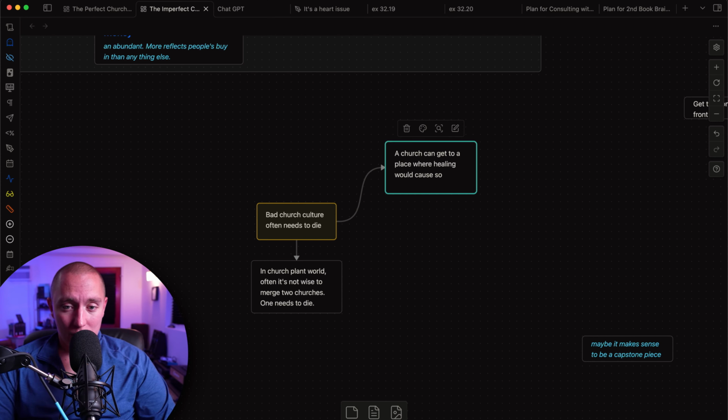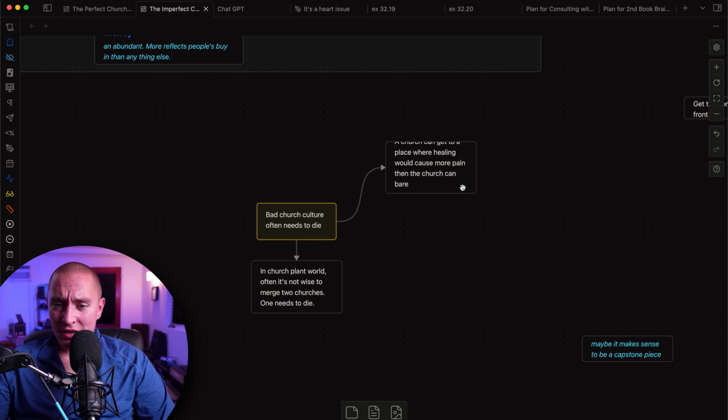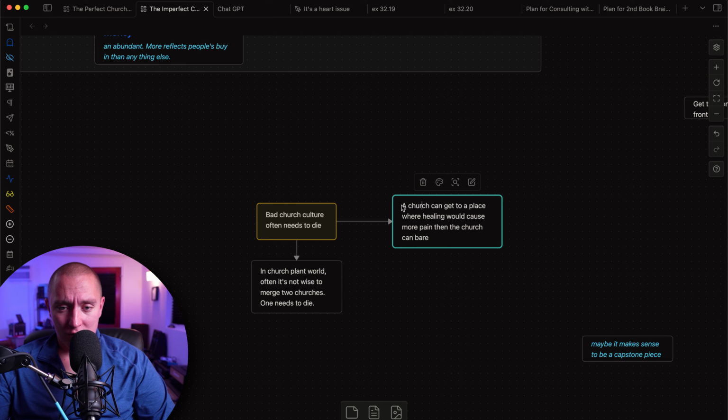So a church can get to a place where healing would cause more pain than the church can bear. That is a good quote. We're going to put that in quotes and see if we can find a place for that in the book. And that kind of sums up the whole idea here.